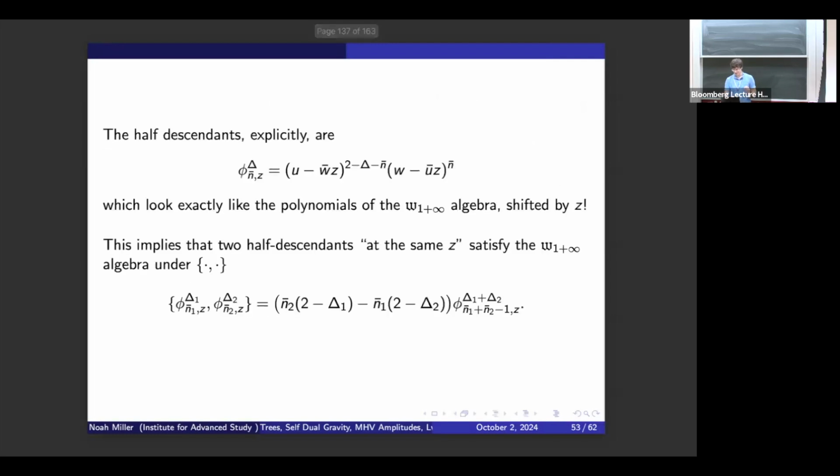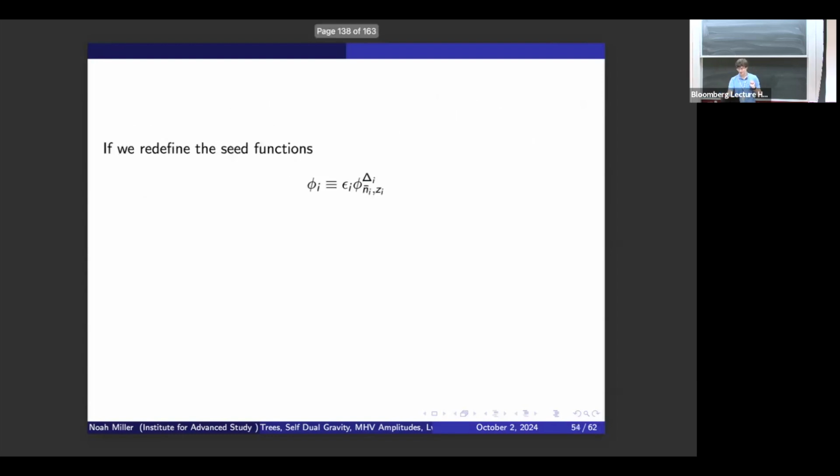Right. But anyway, I'm just pointing out that as wave functions, these two wave functions at the same z satisfy the W1+infinity algebra.